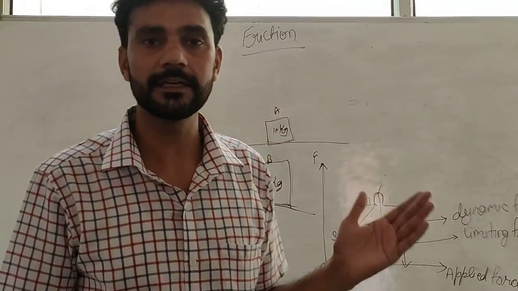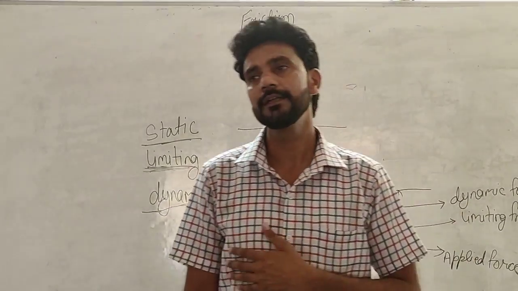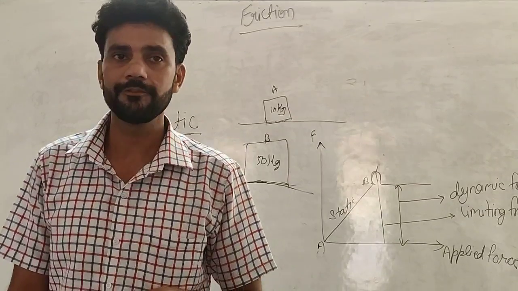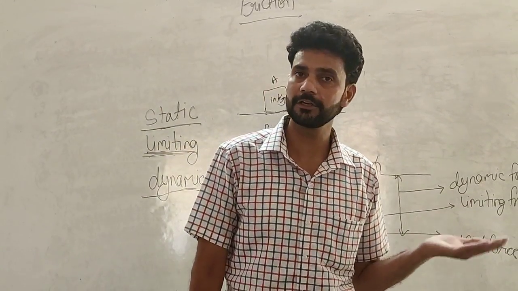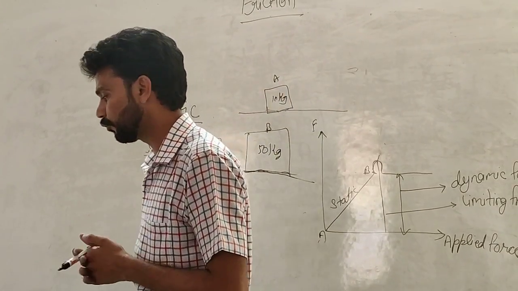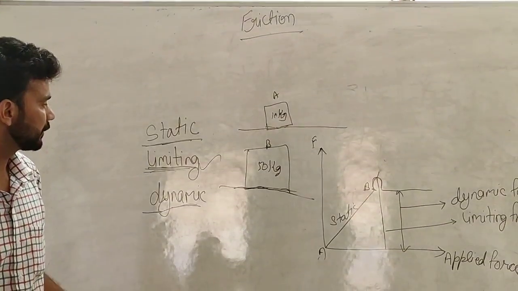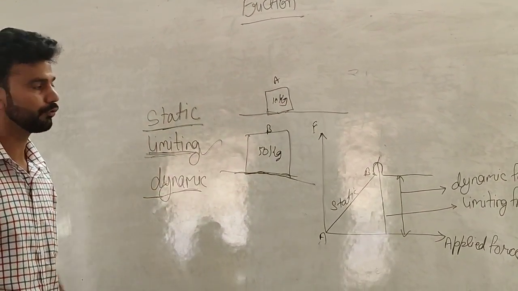Before, we discussed that frictional force depends on the area of contact. If the area of contact is more, then frictional force will be more. If the area of contact is less, then frictional force will be less. But limiting frictional force is independent of the area of contact.